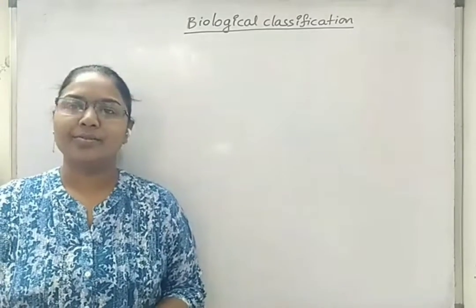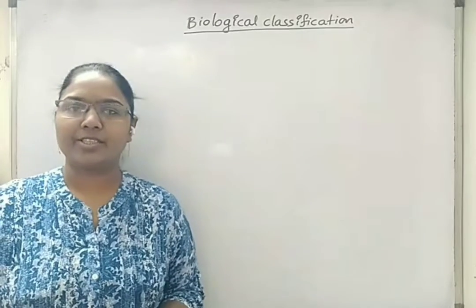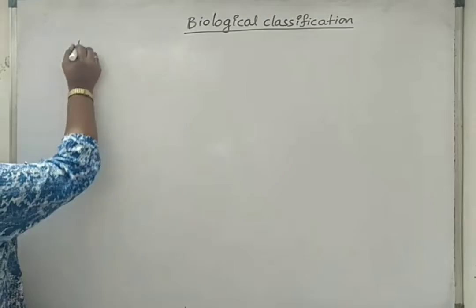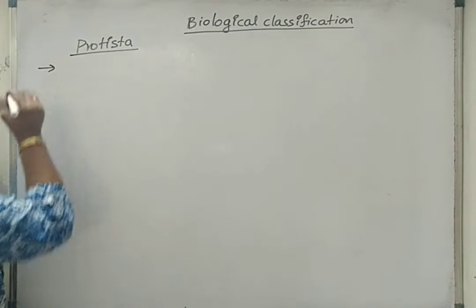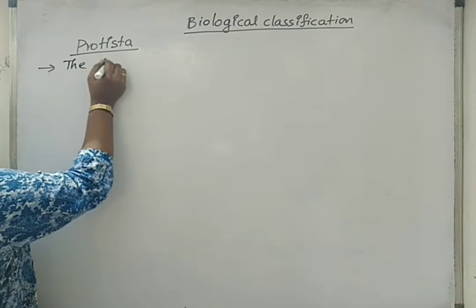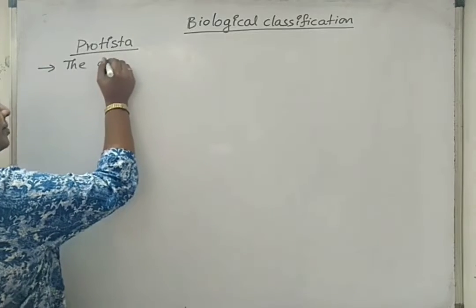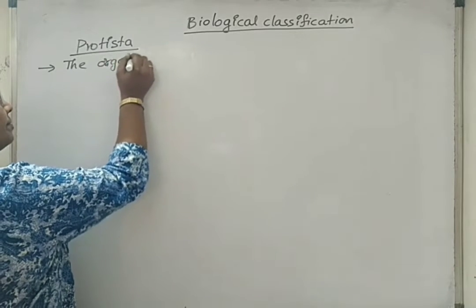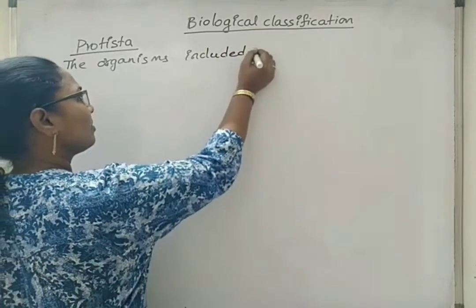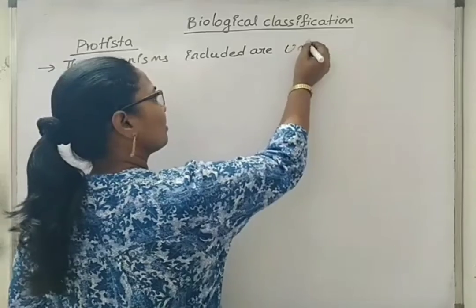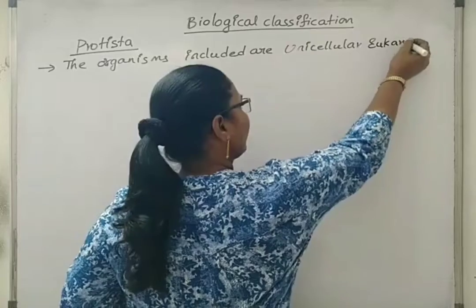Hello students, today we will start with a new topic that is about Protista in biological classification. The organisms that are studied under Protista are unicellular eukaryotes.